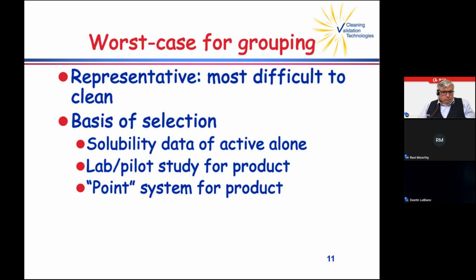Now, how do we pick the worst case product? Well, different companies pick it different ways. Some people look at the solubility data of the active alone. Some people will actually do lab or pilot studies and compare products in a lab study. Other companies will have some kind of point system, and we'll talk about what typically is in a point system to evaluate different characteristics of the products and to get an overall picture of what makes something difficult to clean. So next slide.